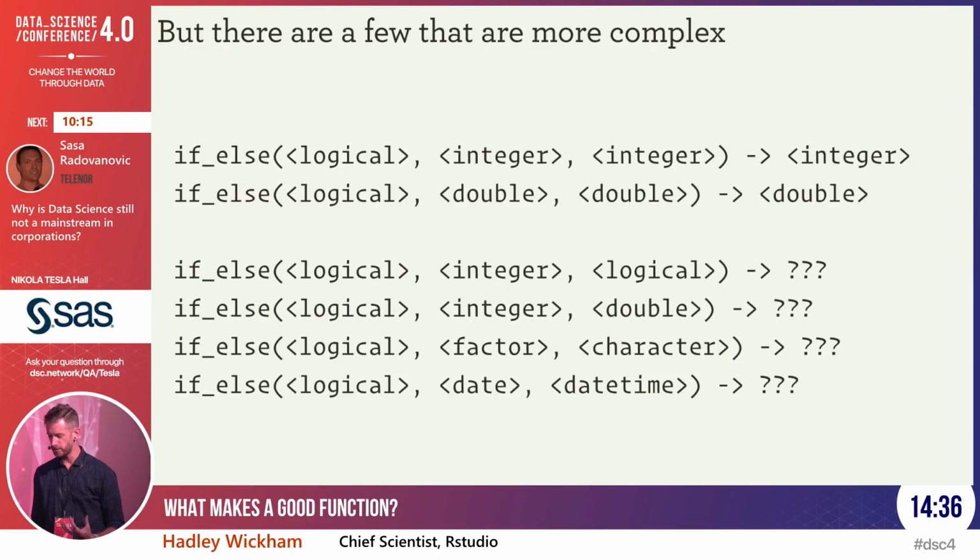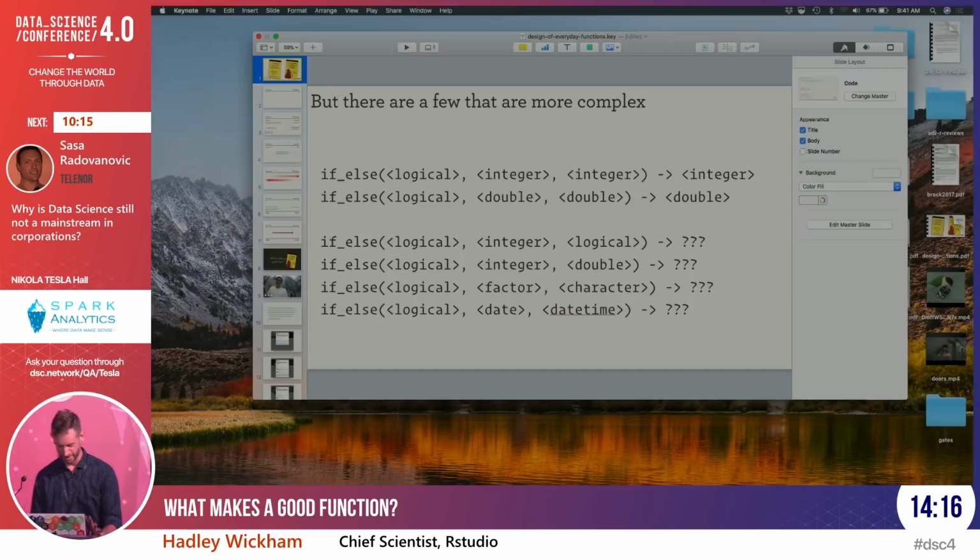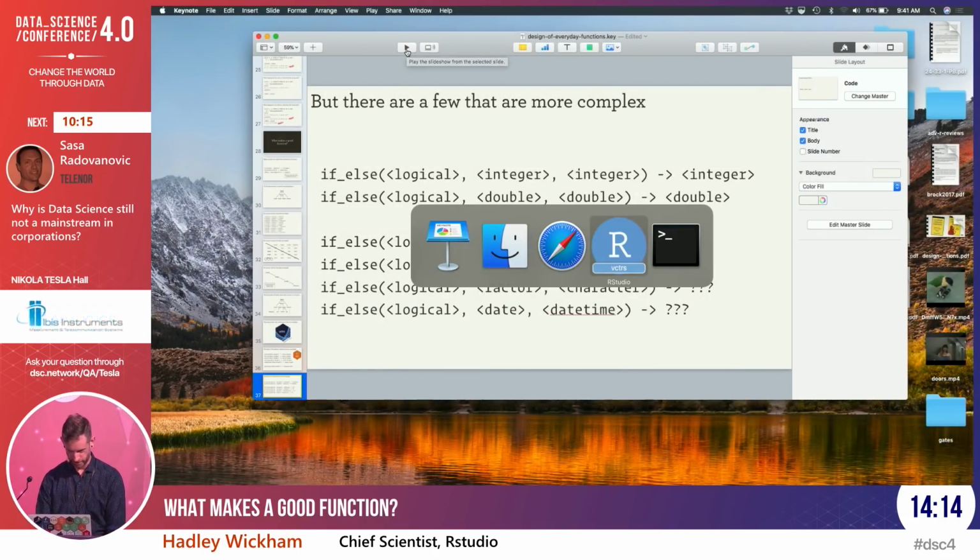Now, there are a few exceptions to this rule in dplyr. Most of the dplyr functions are to do with data frames. But dplyr also provides some functions that help you work with individual vectors. So how many of you have heard of the if-else function before? Okay, well, since you haven't, let's do a quick demo.